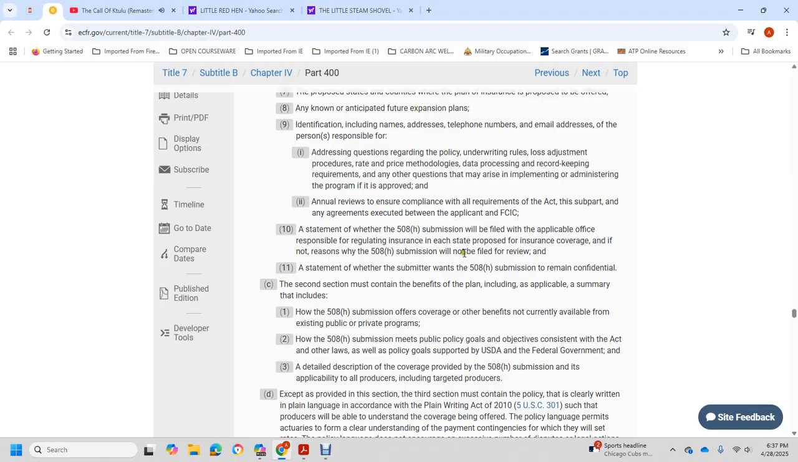A statement of whether the submitted 508 submission will remain confidential. The second section must contain the benefits, including, as applicable, the offer of coverage or other benefits that are not currently available to the public and private sectors.